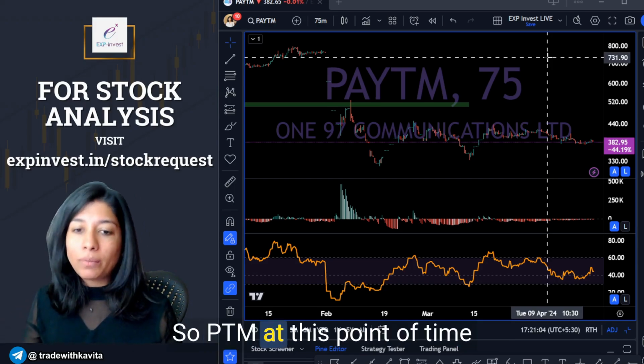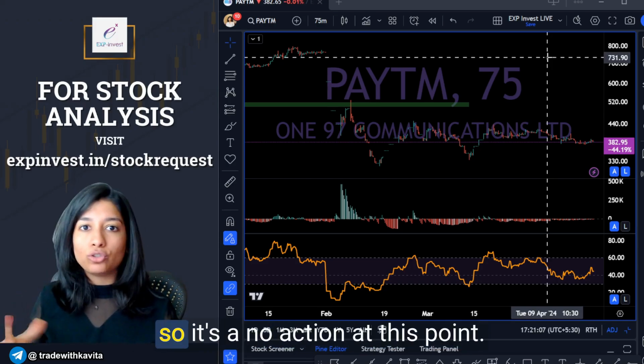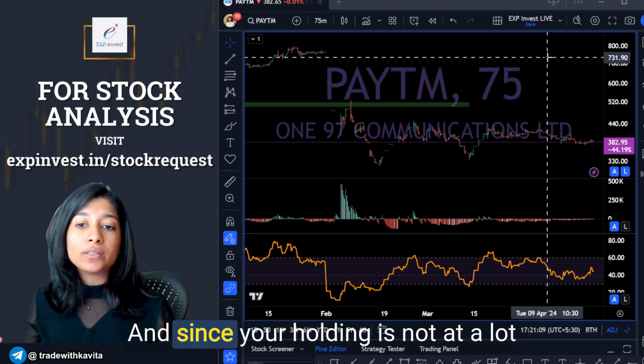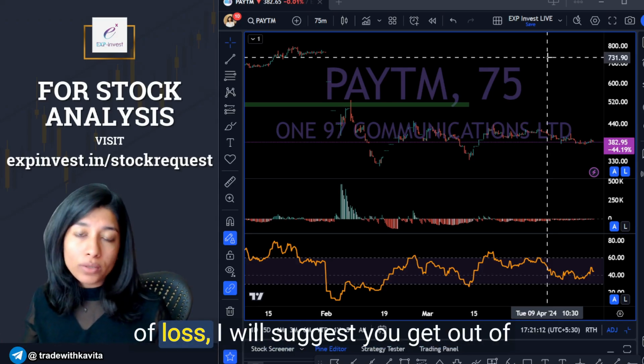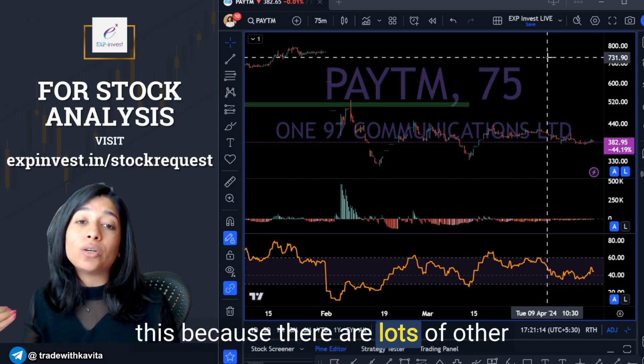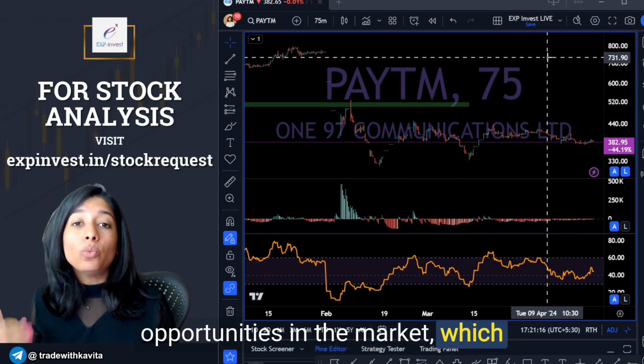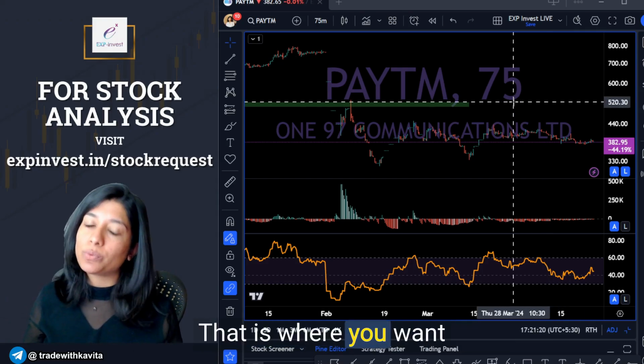So Paytm at this point of time is neither bullish nor bearish, so it's a no action at this point. And since your holding is not at a lot of loss, I would suggest you get out of this, because there are lots of other opportunities in the market which do look bullish right now. That is where you want to invest your capital.